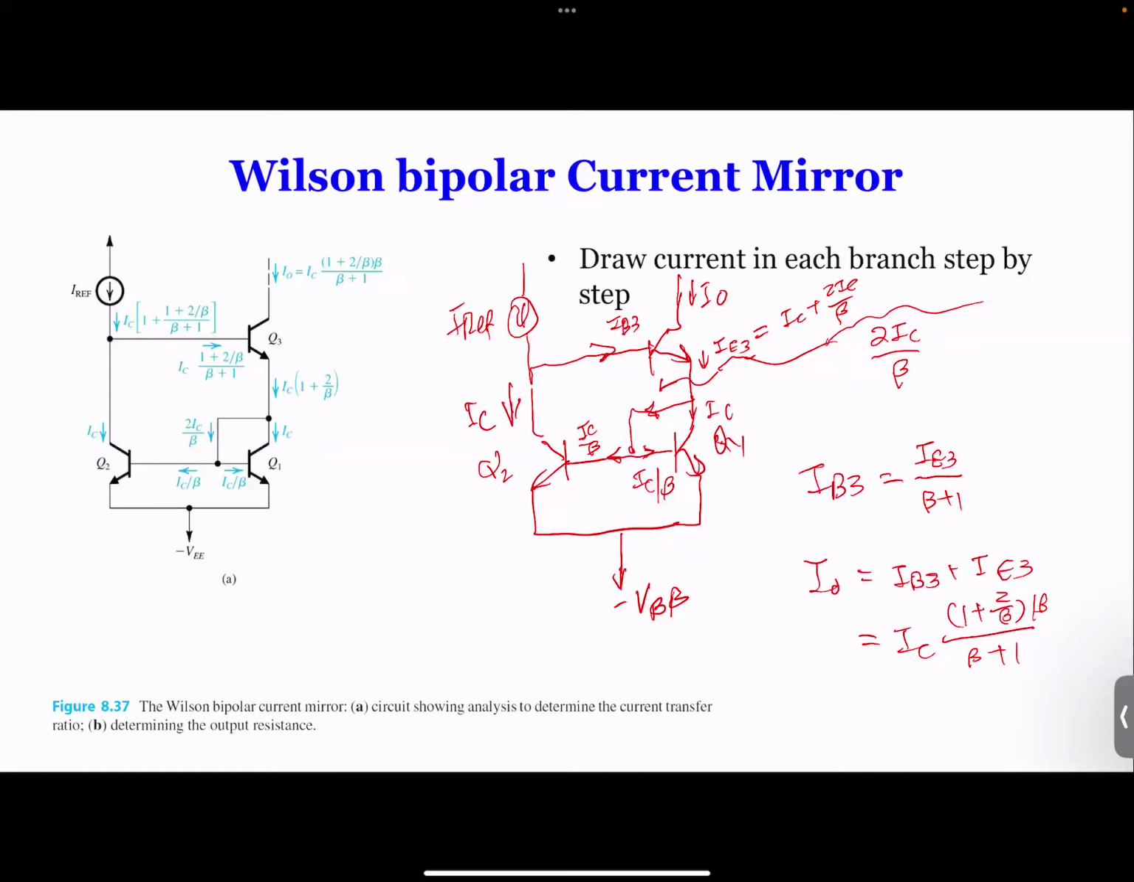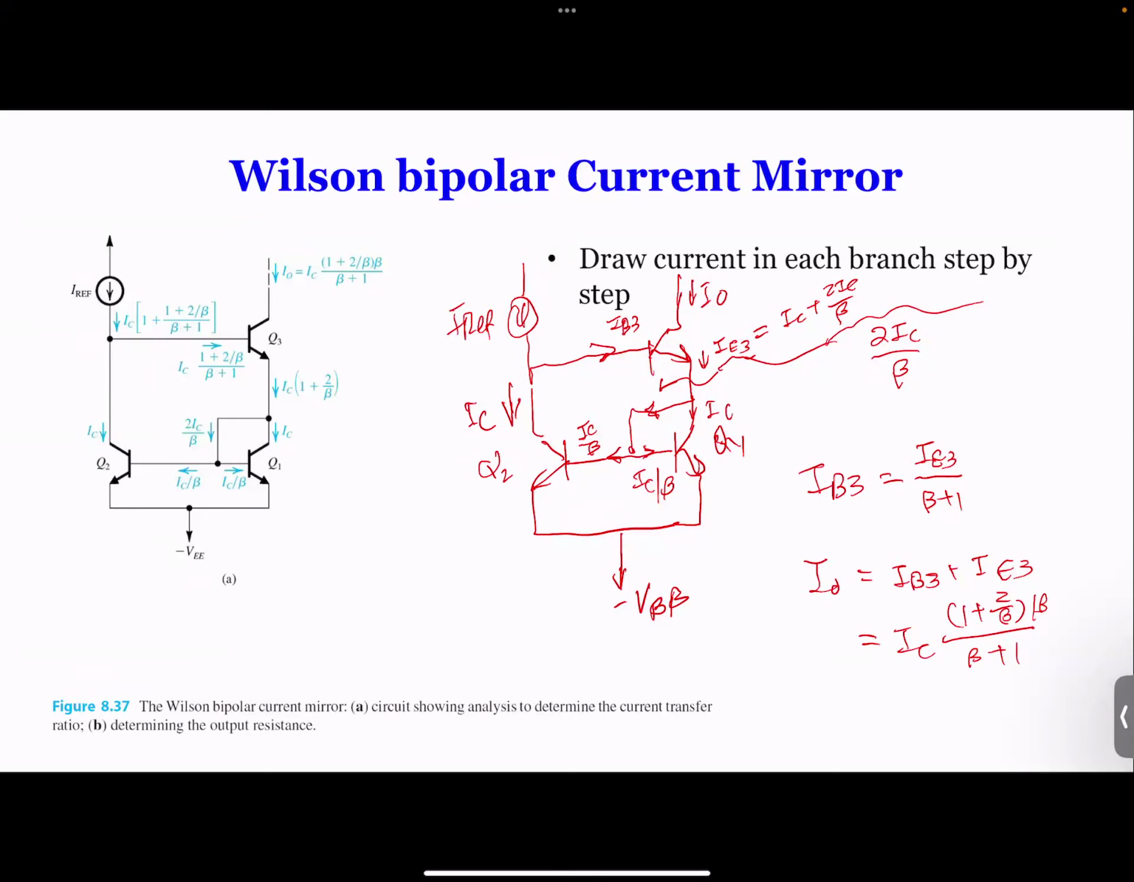And the transistors here are all matched. They're all symmetrical. Every parameter is the same. The way to look at it is to look at each branch, starting with the IC over here and IC over here. Then this IC over beta, this IC over beta, and this is 2 IC over beta, and this is IC plus 2 IC over beta. Then you get IB3 calculated, and then you get IO calculated. So that's how you get the final current.